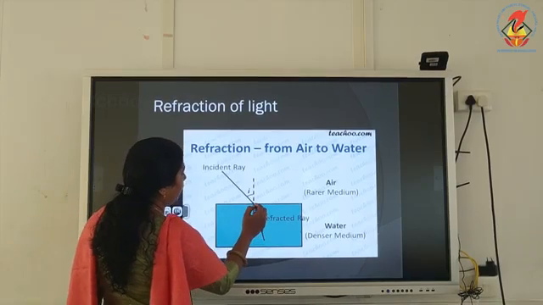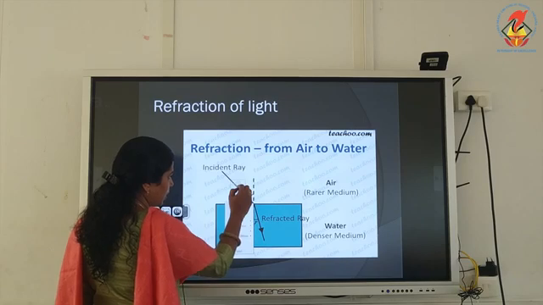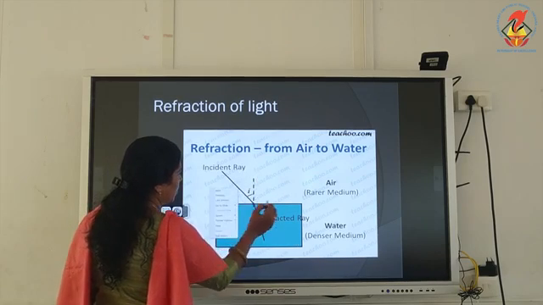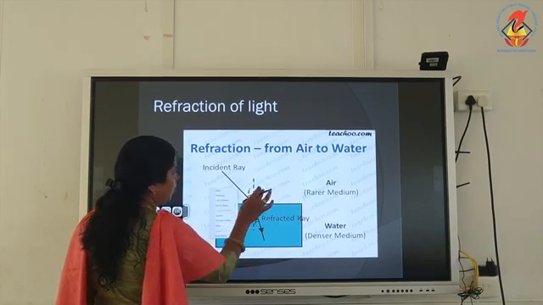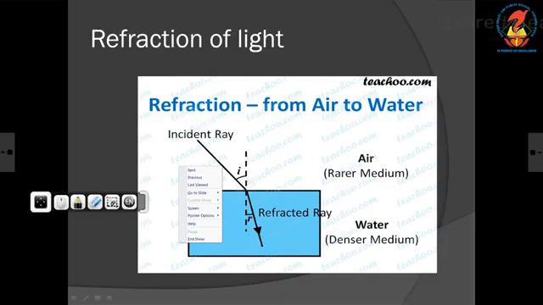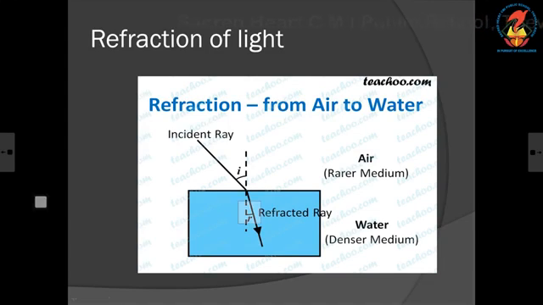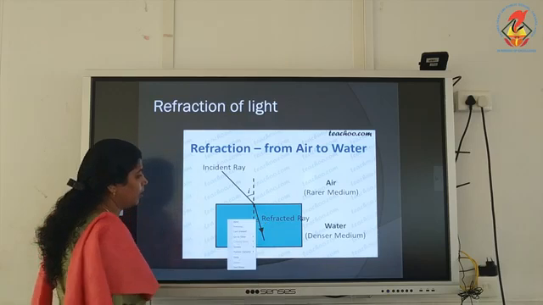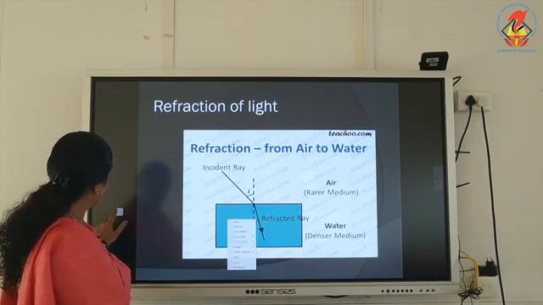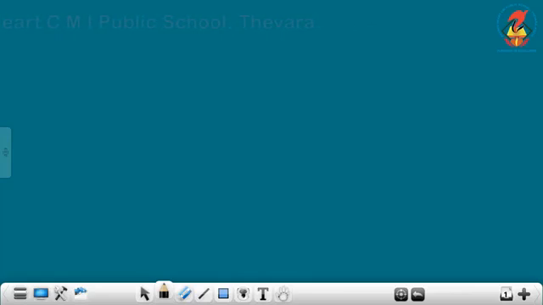This one is the point of incidence. This one is the incident ray. This one is the surface separating two media, air and water. If you draw a line normal at this point of incidence, the angle between the incident ray and this normal is the angle of incidence. The angle between the refracted ray and the normal is the angle of refraction.